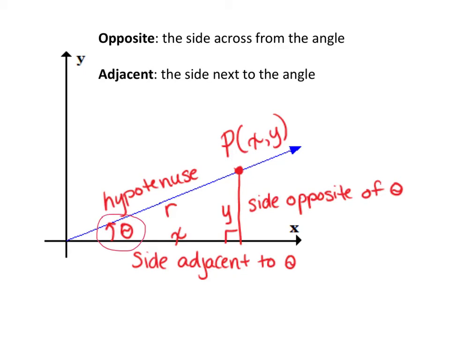Opposite of theta means that it is directly across from theta. Adjacent to theta means that it's the ray that creates theta that is not the hypotenuse.